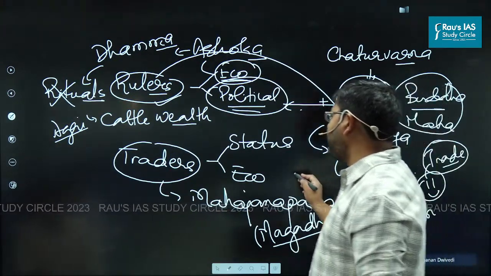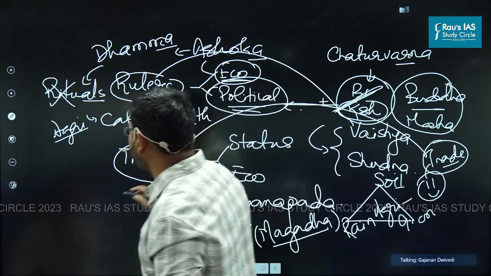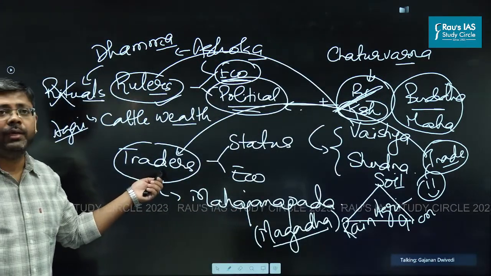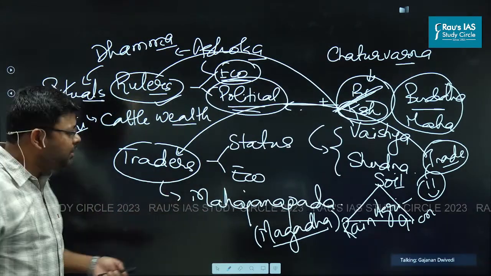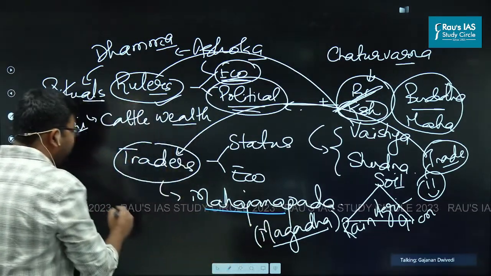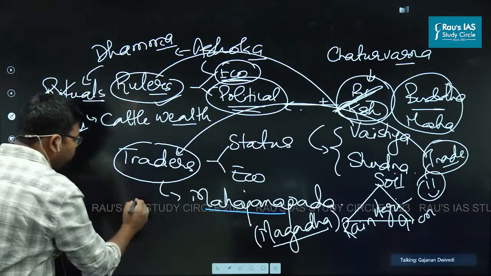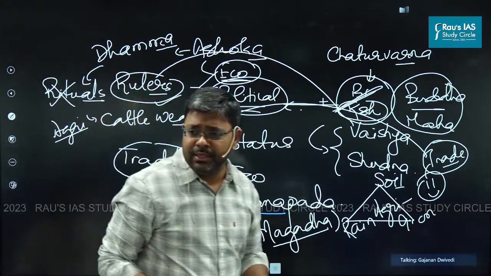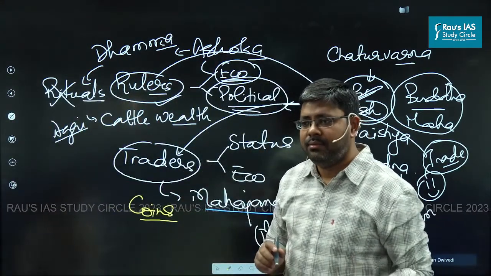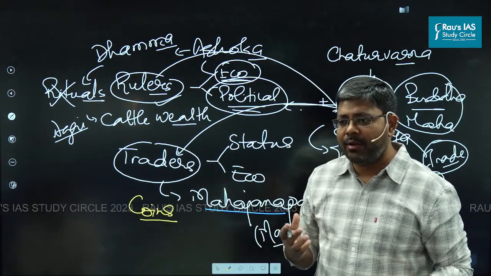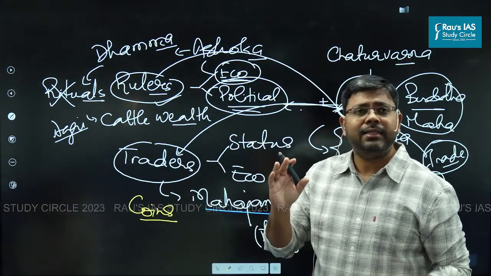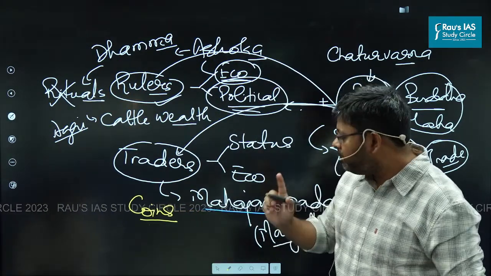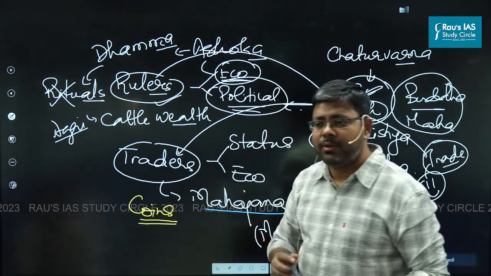When the trade was excellent, don't you think that the trading class was very powerful? The trading class would become very powerful. For the first time, in the age of Mahajanpada, there was use of coins. The first coins which were used in India were the punch mark coins. Why were they called punch mark coins? Because they were cut pieces of metal and the symbols were on them. That is why they were called punch mark coins.